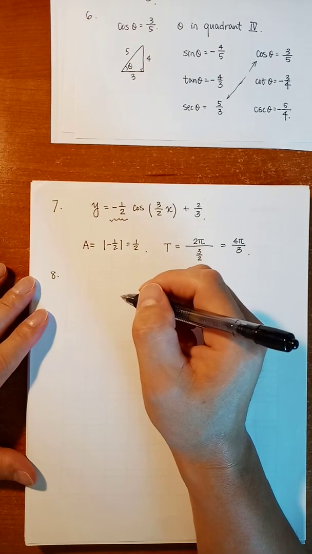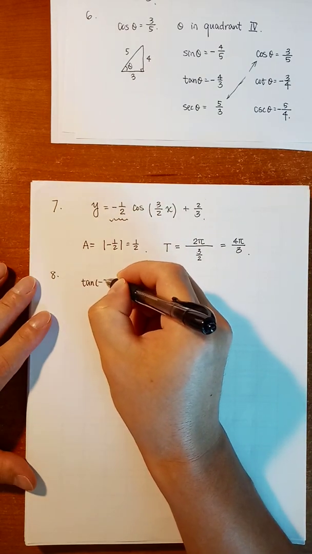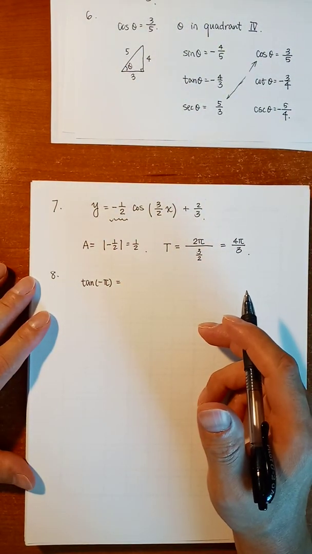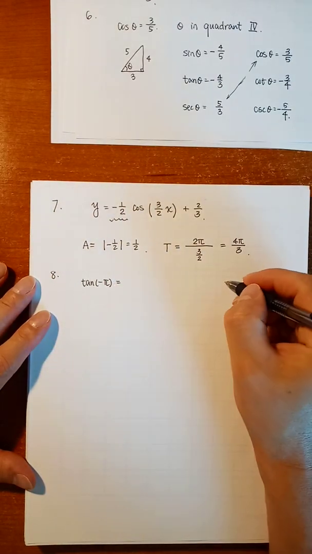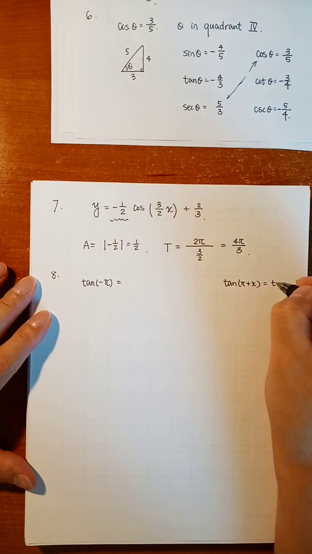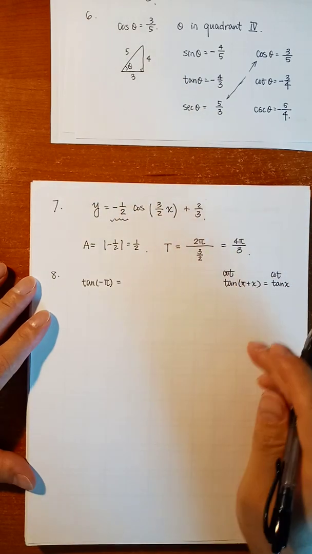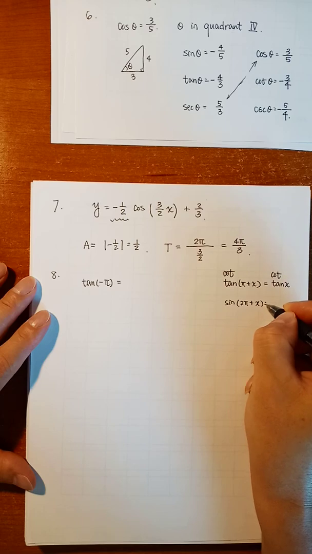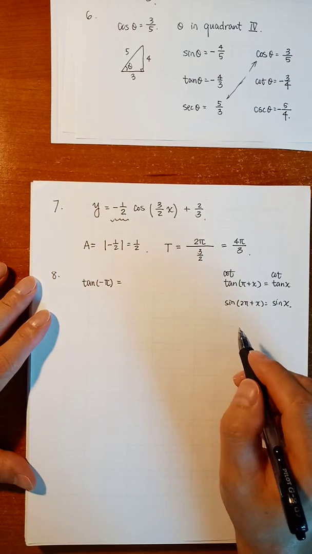Problem 8, we are going to evaluate each expression. Tangent negative pi. Here we use the relations between the 6 trigonometric functions together with the period. Remember, tangent and cotangent have period pi. The other 4 trig functions, sine, cosine, secant, cosecant, have period 2 pi.